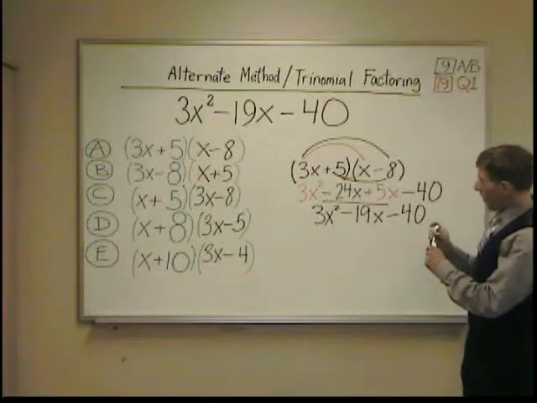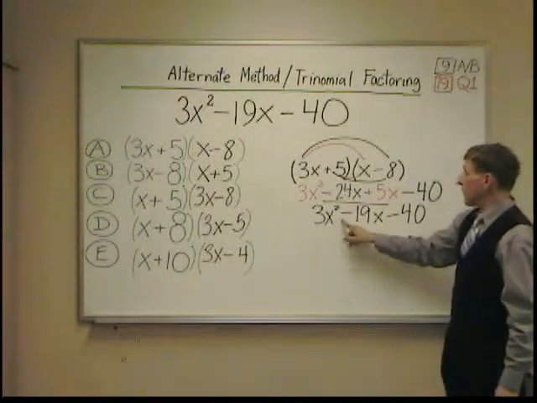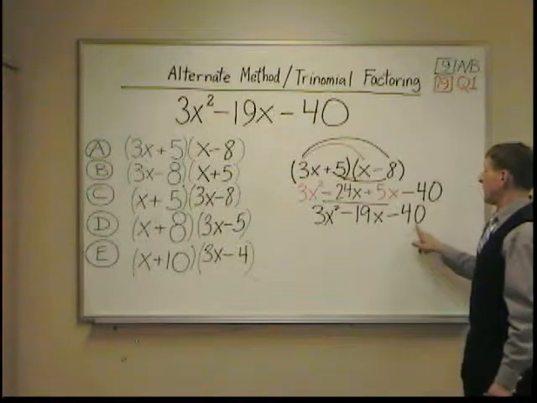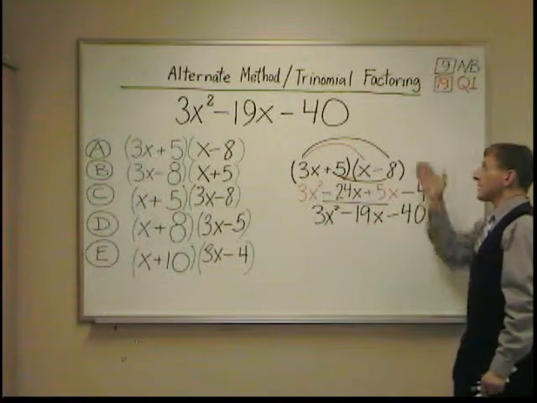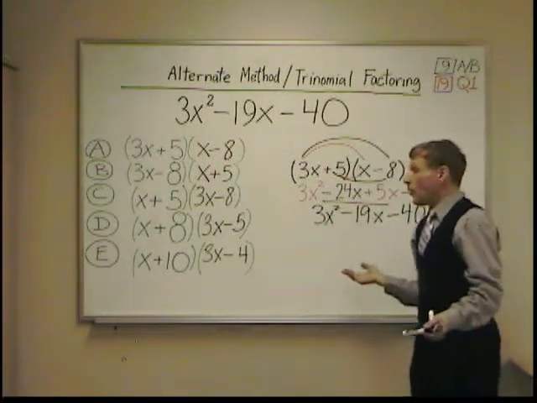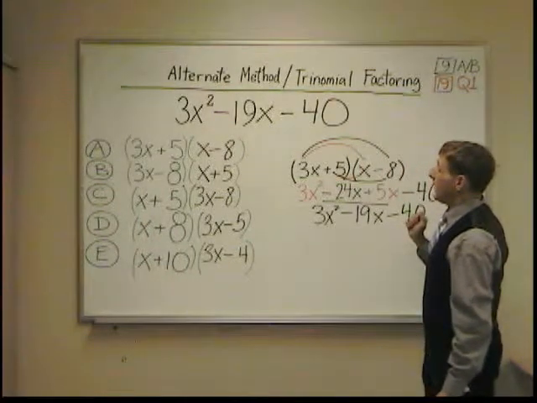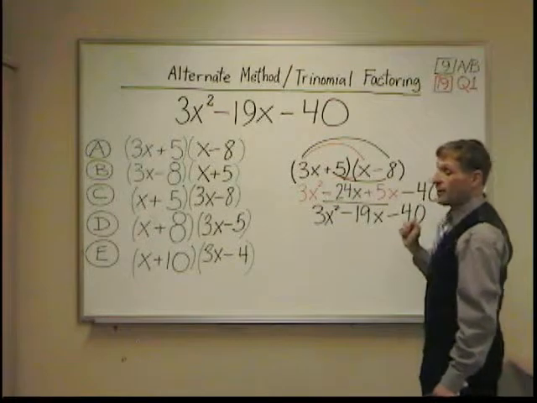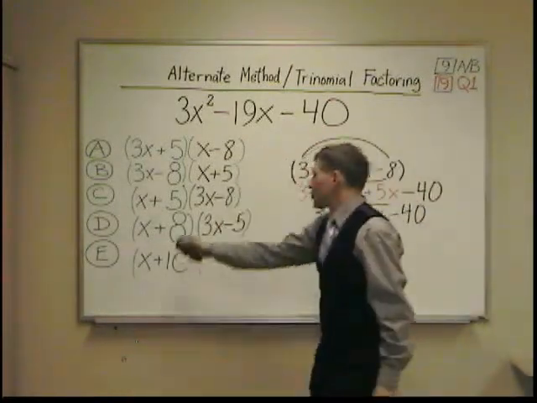And that seems to work. I have 3x squared minus 19x minus 40. And that was my original problem. So when I FOILed it, it came to the same answer. And that works. If I try some other ones, you'll see you will not get the same results. So let's try one more. Let's take a look at choice D.